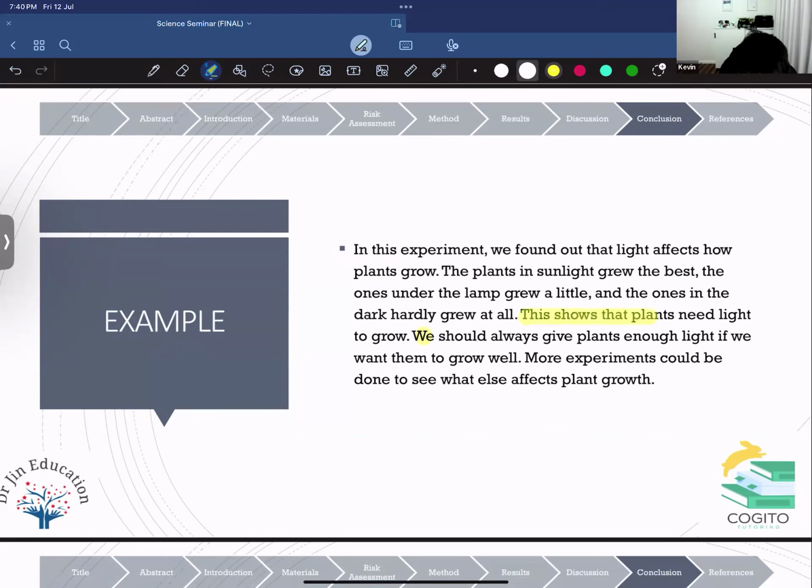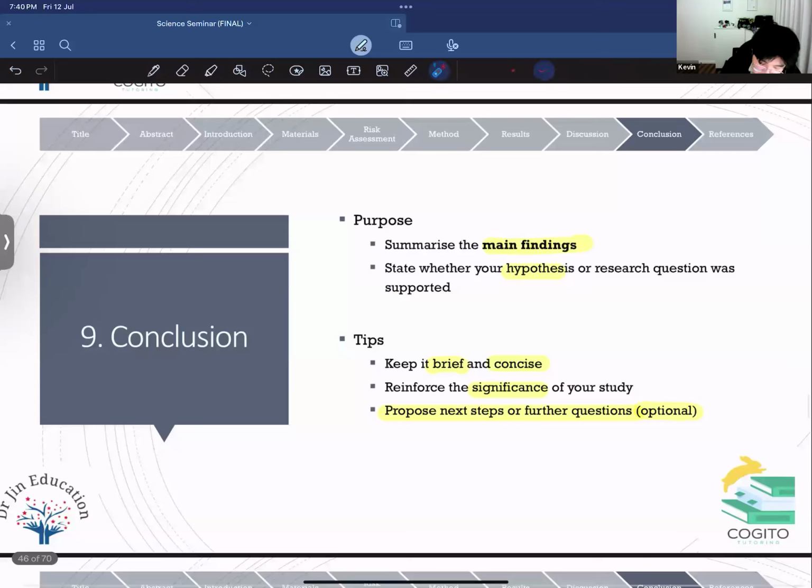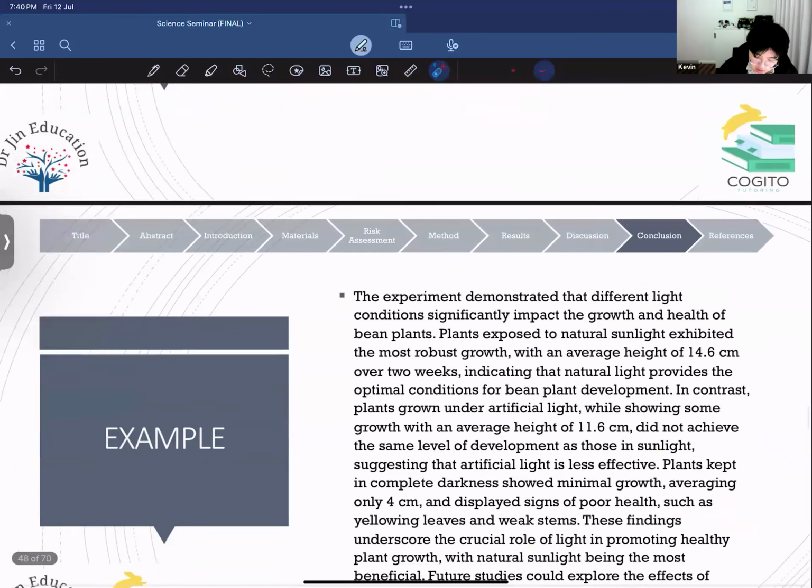Look at this. This shows that plants need light to grow, right? It's quite simple. Okay, statements are very general, okay? It lacks the specifics once again, right? Remember, we need to summarize the main findings. So findings like the results, right? We should present some results here, okay? So let's have a look at this.